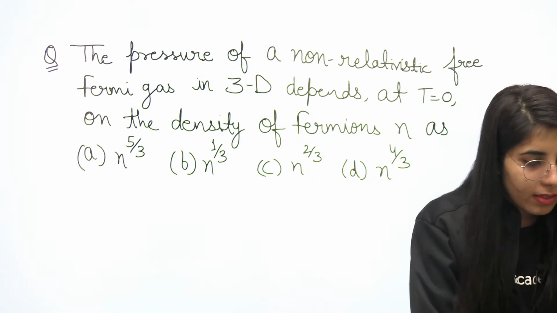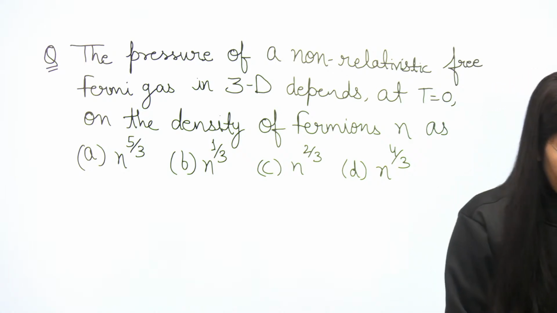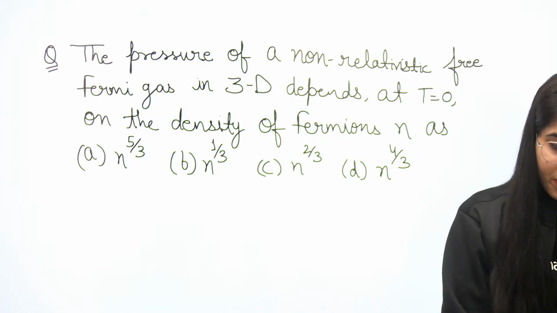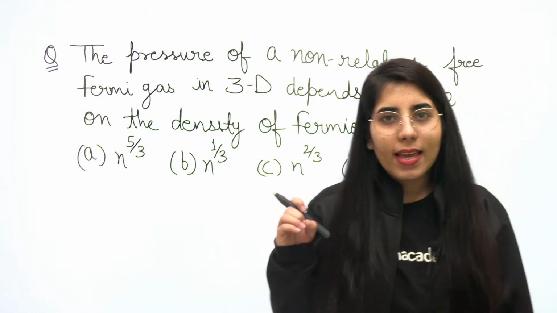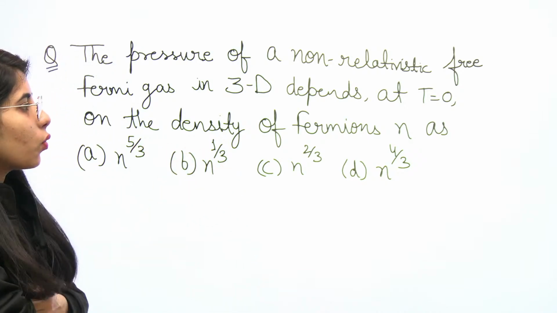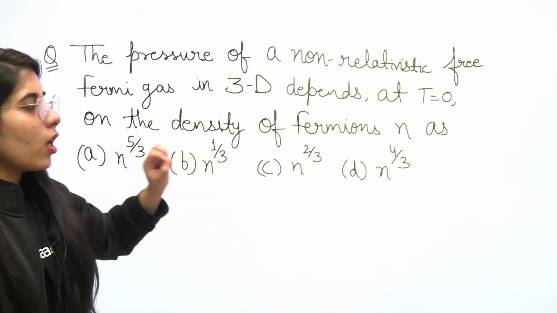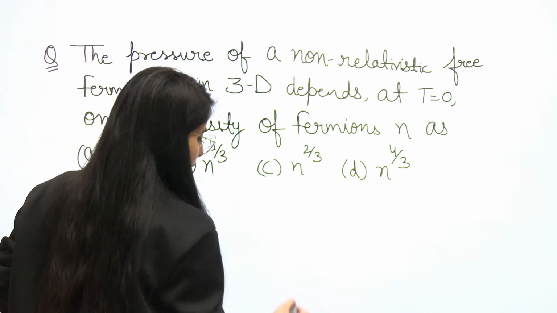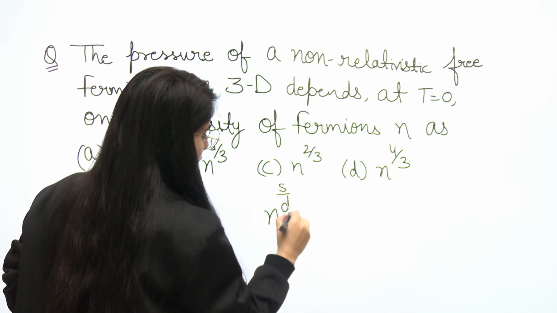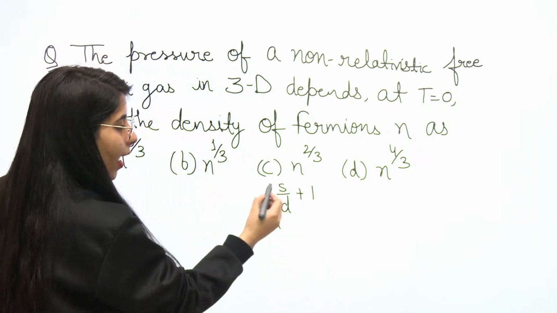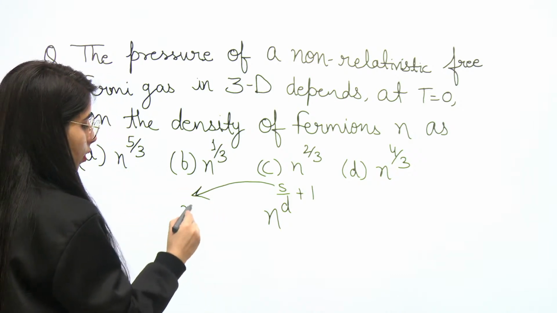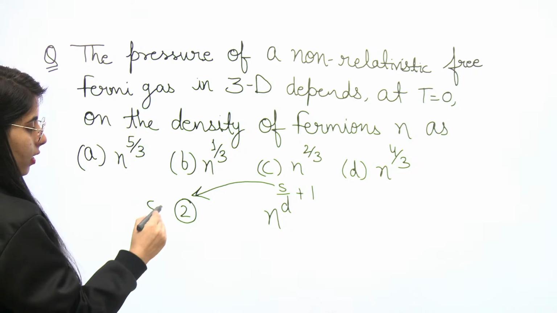So guys, basically in this case, what you are going to do, it's going to be S upon D plus 1. Okay, the trick if you are just going to apply. And for the non-relativistic case, S will be what? 2. Clear? So for any such non-relativistic case, if you want to know about the dependency on N, it's going to depend on N to the power S upon D plus 1. And now S is what? For the non-relativistic case, note down the value of S, that's going to be 2. Clear?